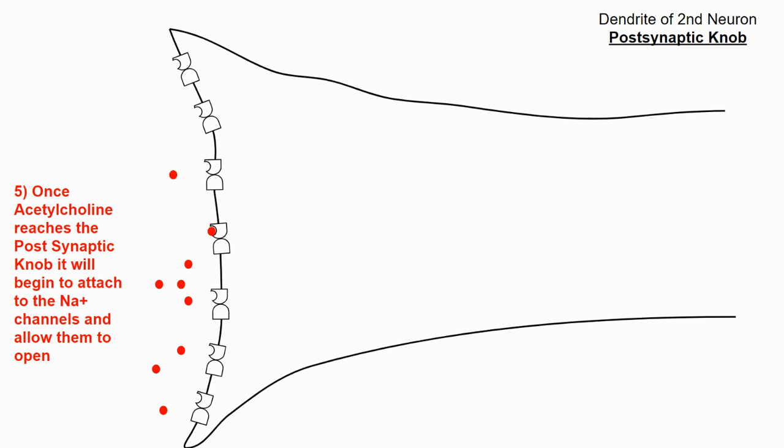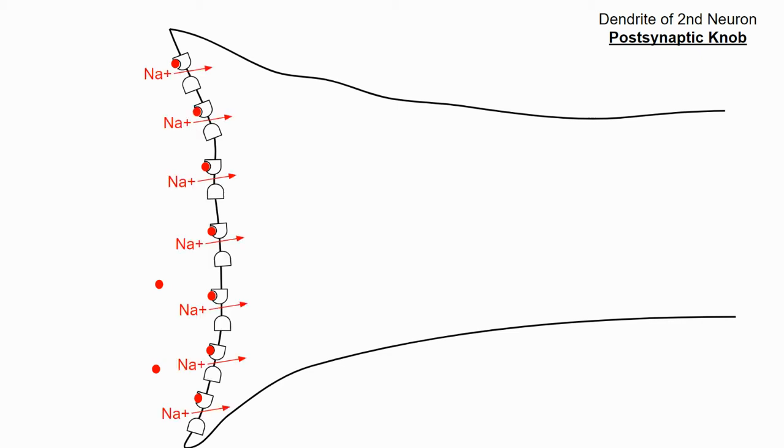Now, on the postsynaptic knob, or on these dendrites, once acetylcholine gets there, it's going to attach to sodium channels. So you can see there's a little space for it to park itself and attach itself to the sodium channels. And what it does is it opens up those channels to allow sodium to pass through. We call this depolarization. We know this from the neurotransmission video, that as soon as sodium comes inside of any axon or passes through a membrane, we are going to get depolarization, or an action potential. And that's the same process here.